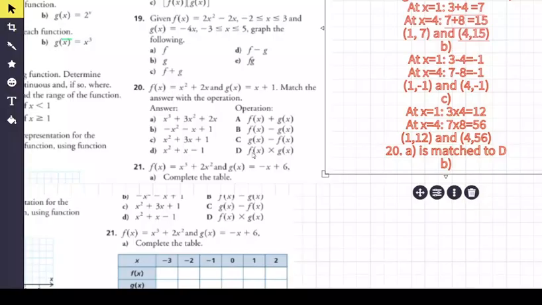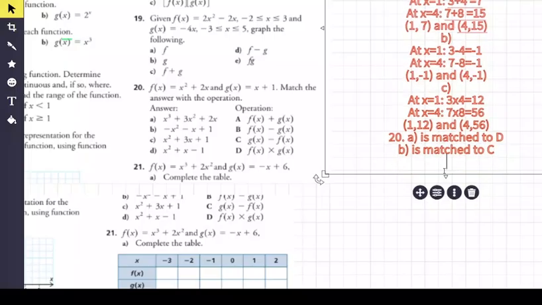Let's think about it. So g of x minus f of x, so it will be x plus 1 minus x cubed, minus x squared minus 2x. So that would leave us with negative x squared, and then x minus 2x, so negative x and plus 1. Okay, that makes sense. So B is matched to C, so g of x minus f of x.